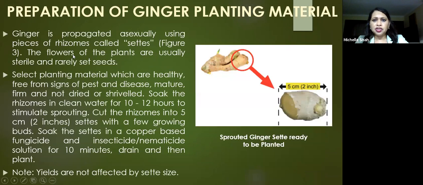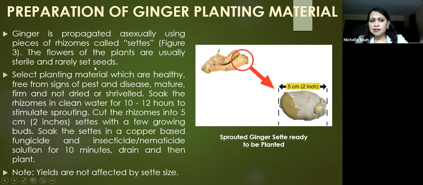Preparation of ginger planting material. Ginger is propagated asexually using pieces of rhizomes called sets, as shown in this diagram. This set is about 2 inches in length, and it's taken from the tip of this larger ginger. The flowers of the plants are usually sterile and rarely set seeds.